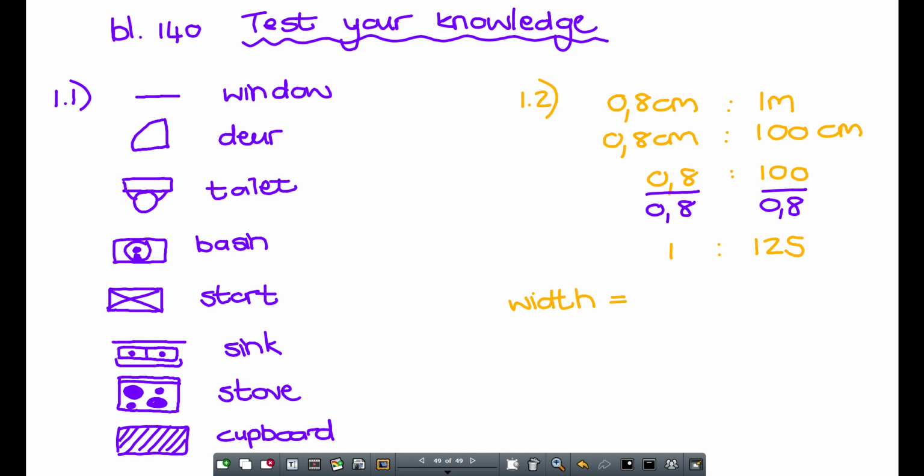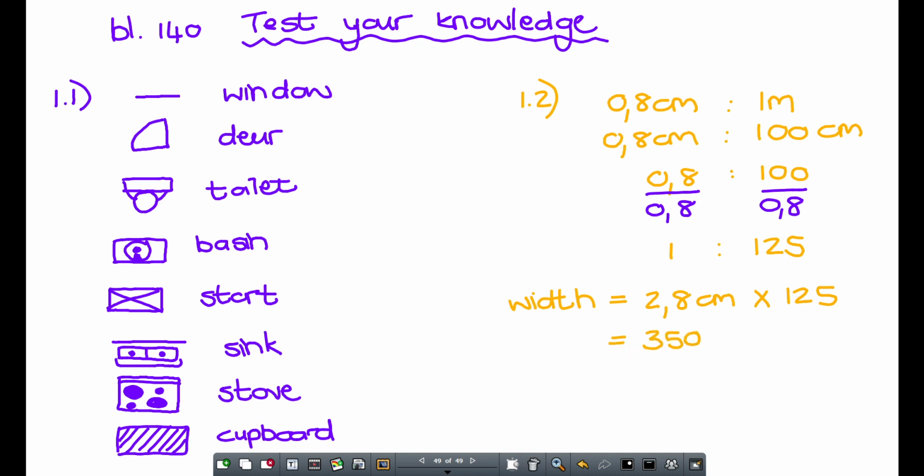Nee. Goed. So as jy dit sou gaan meet met jou liniaal, gaan jy kry 2,8 centimeter. So the width was 2,8 centimeters. But I want to know what it is in real life. So I've got to multiply with a scale factor of 125. Which means that that's going to give me 350.